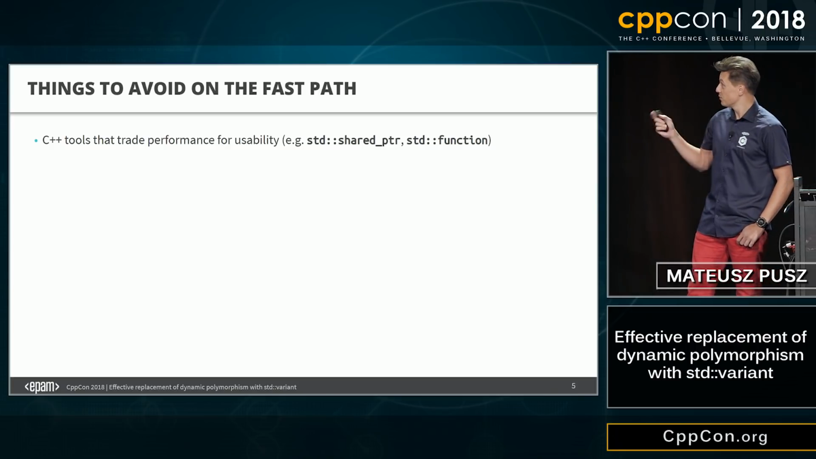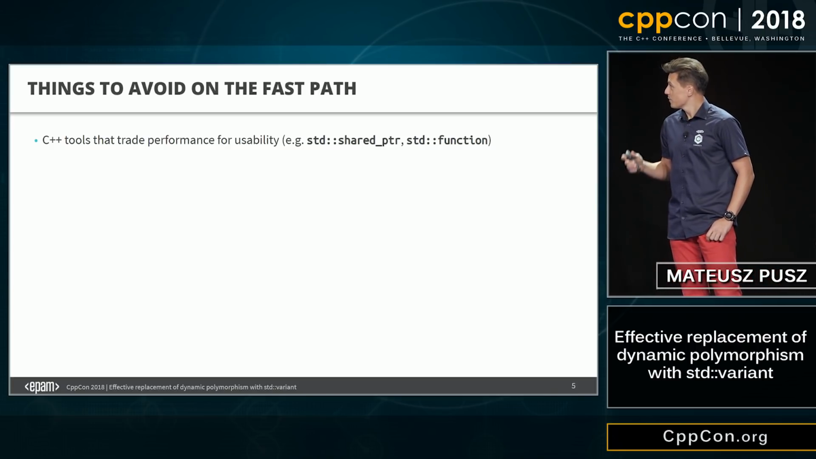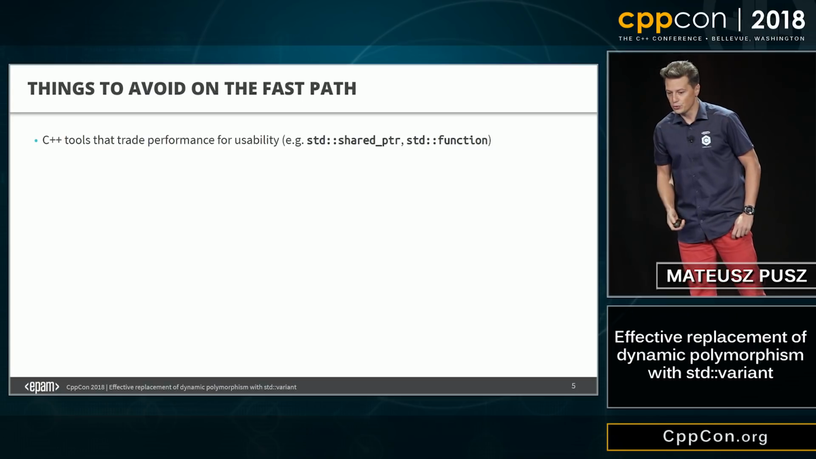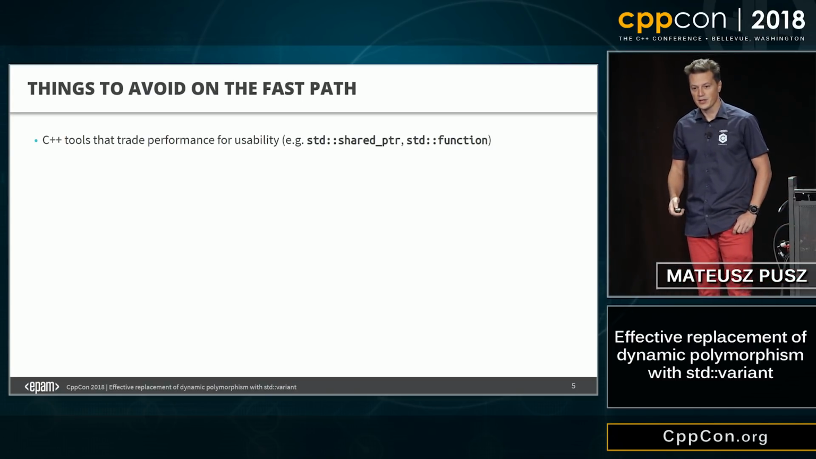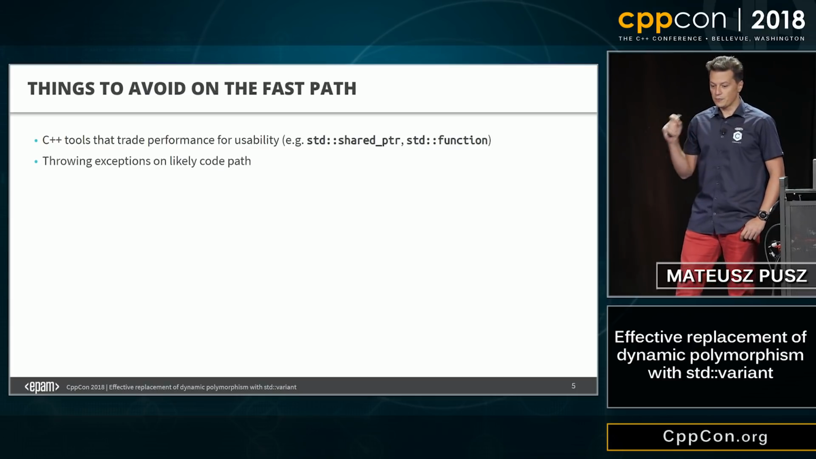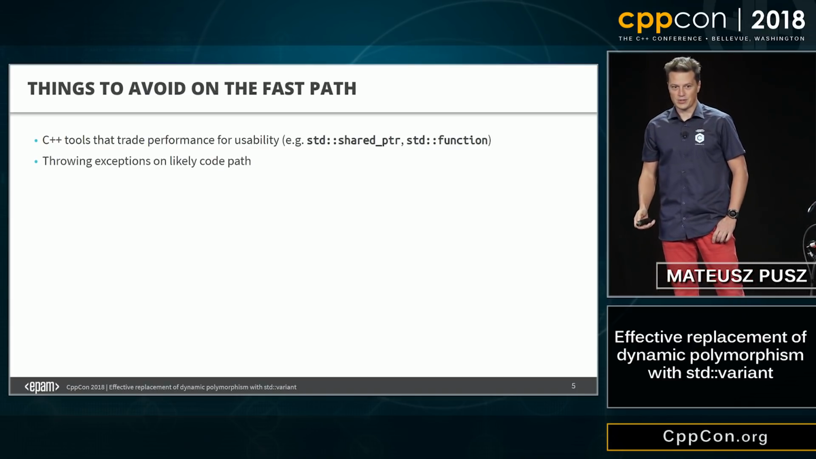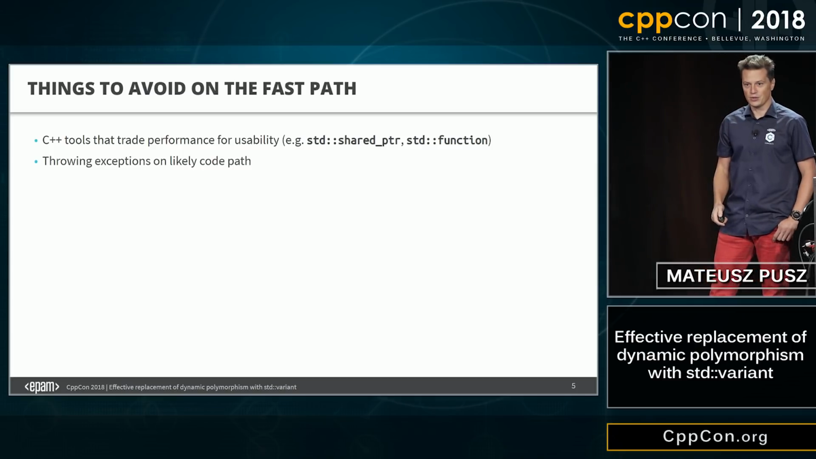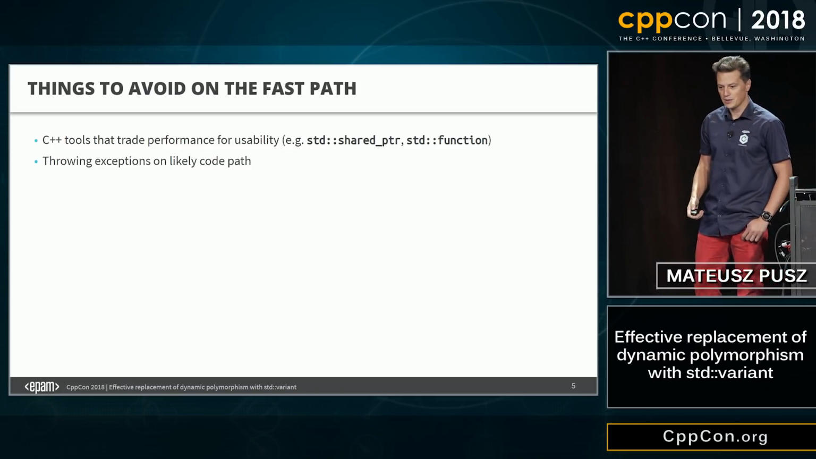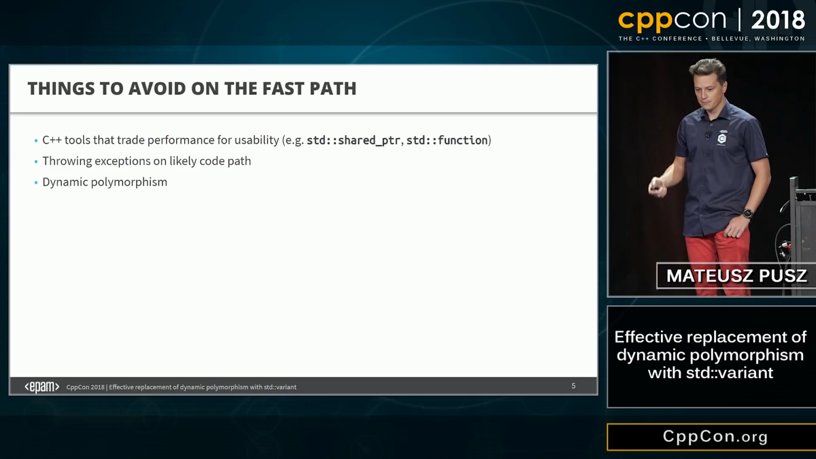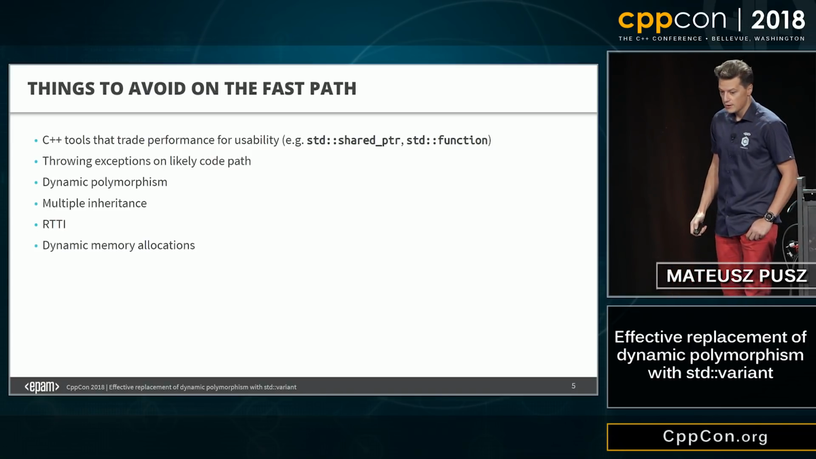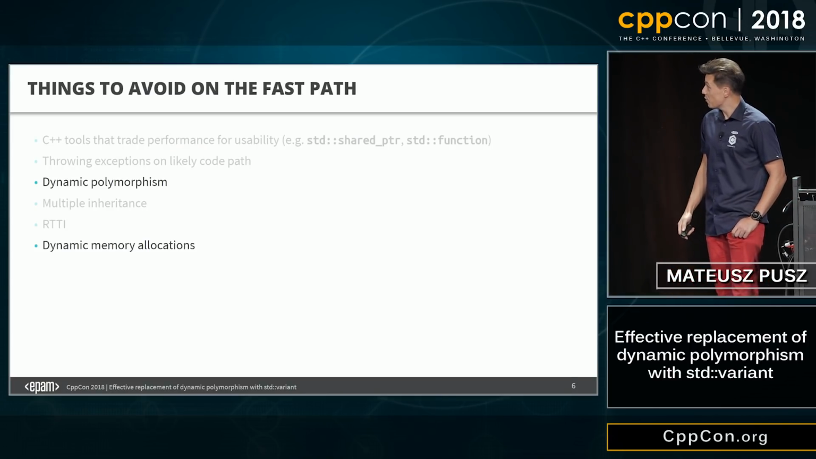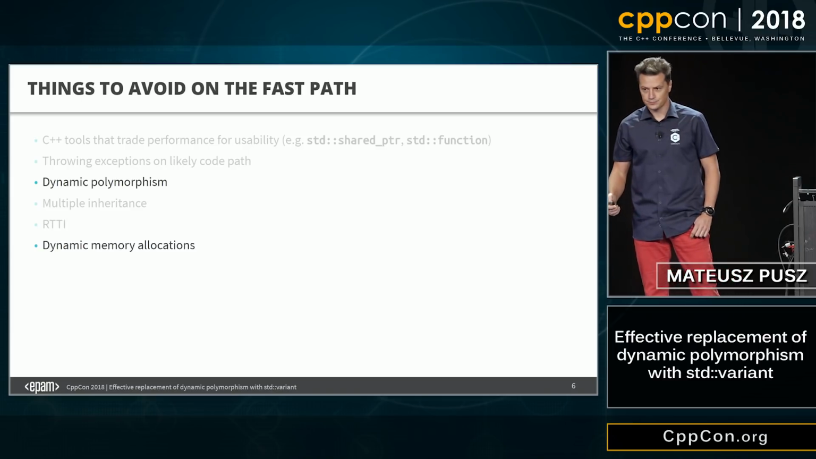So these things are, for example, to not use tools that trade usability for performance, like shared pointer and std::function, to not throw exceptions on the likely code path. Exceptions are fine, as long as they don't appear on the hot path, where they are not raised. Also avoid dynamic polymorphism, multiple inheritance, RTTI, and dynamic memory allocations. Today, we'll focus mostly on those two subjects.